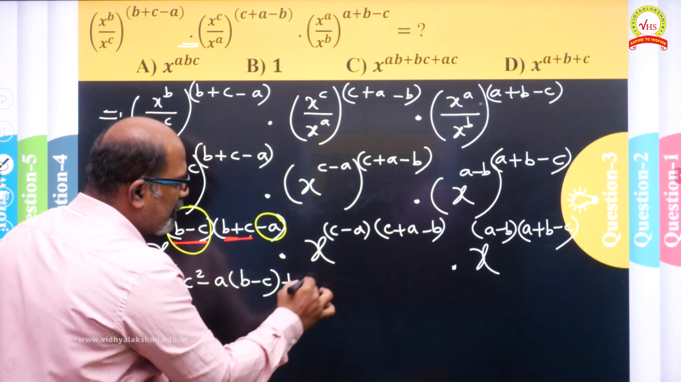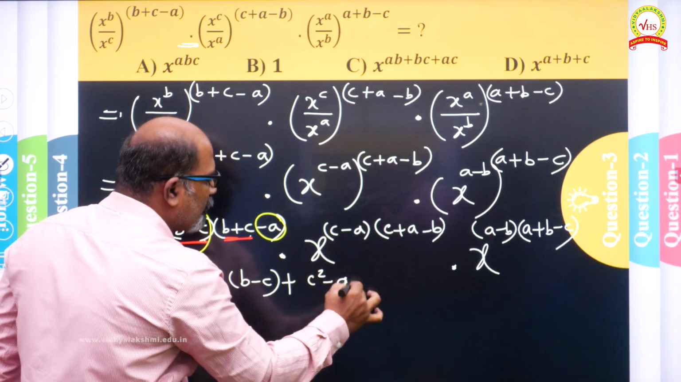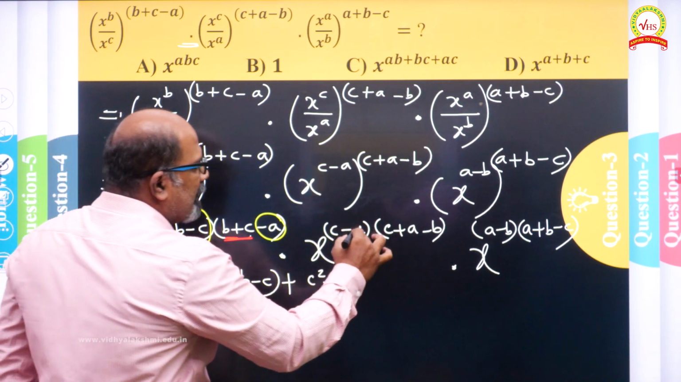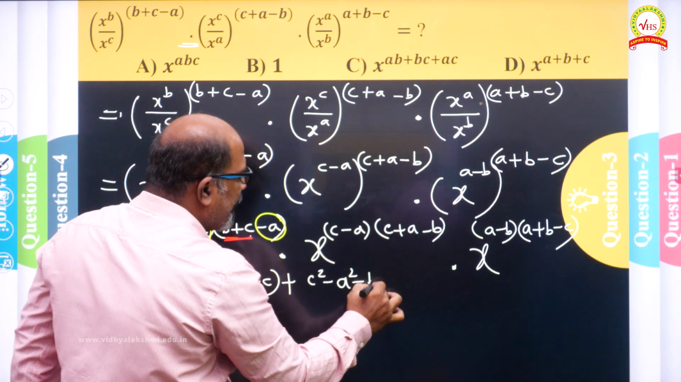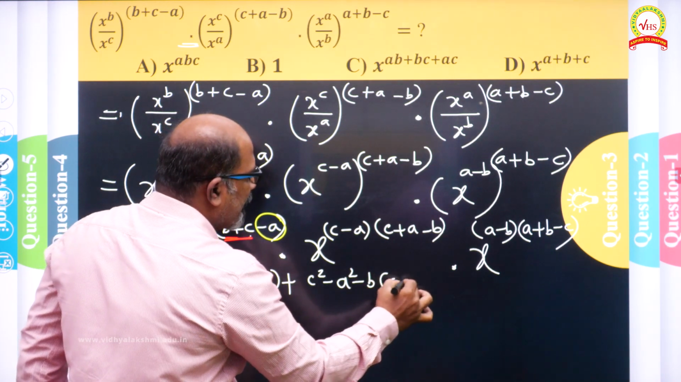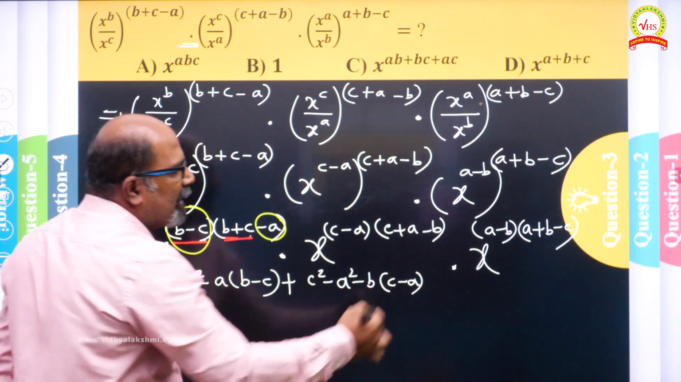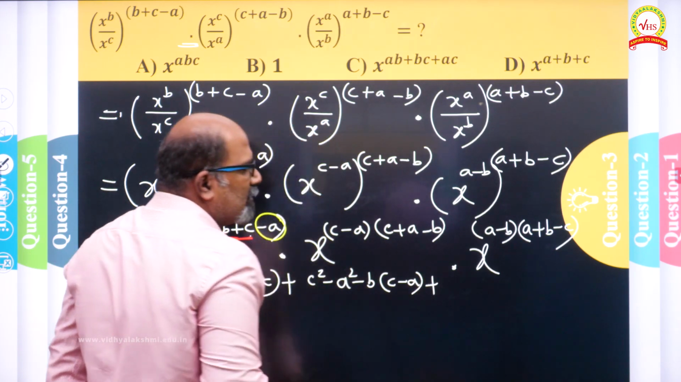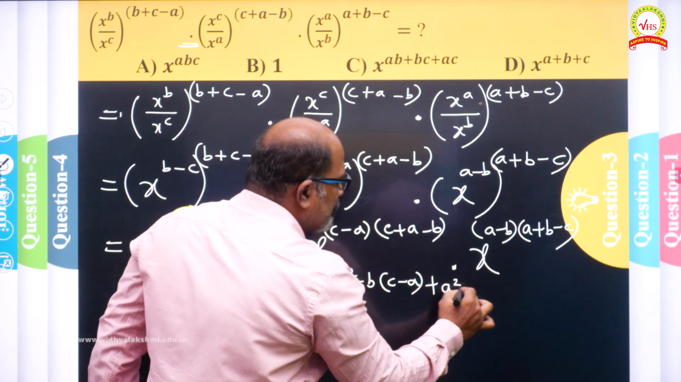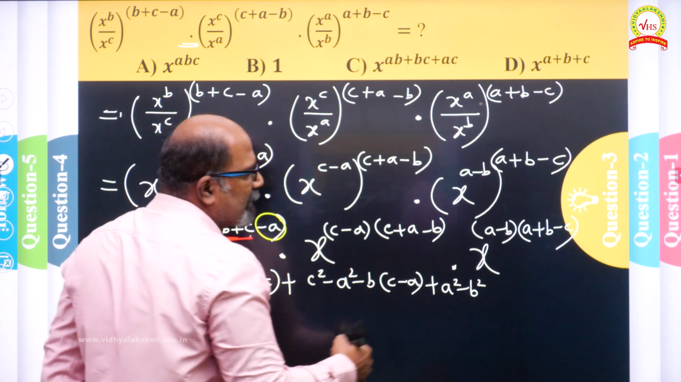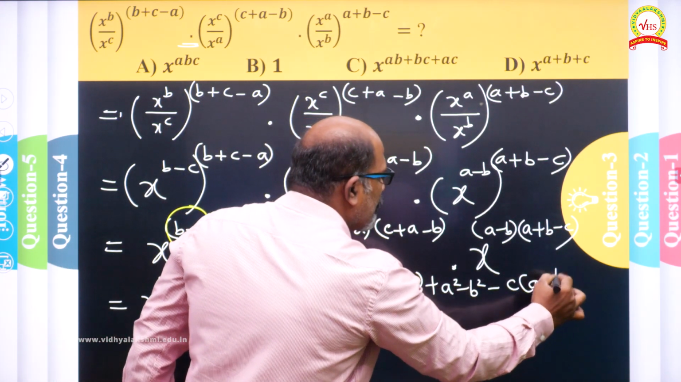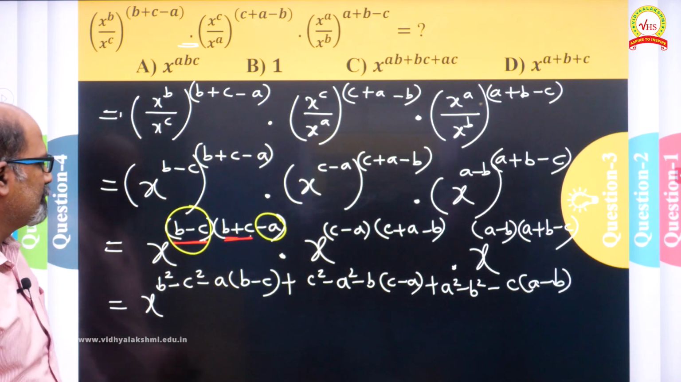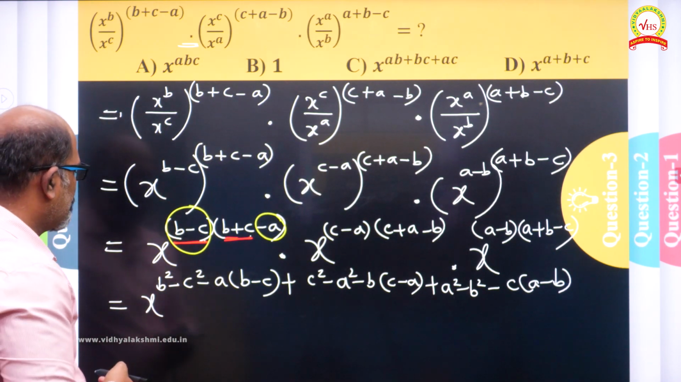So, c minus a into c plus a, c square minus a square. Then, when you multiply here, you are getting minus b times c minus a. And here, you will be having a square minus b square. After that a square minus b square, you will be having minus c times a minus b. Okay. Yes.